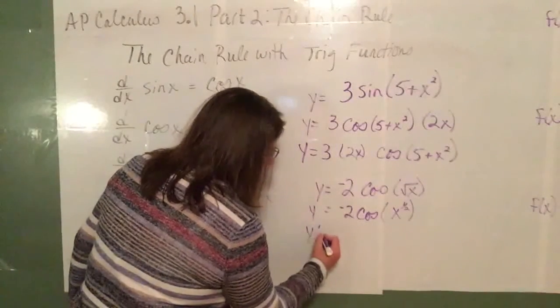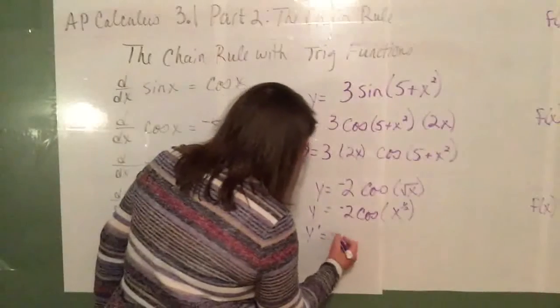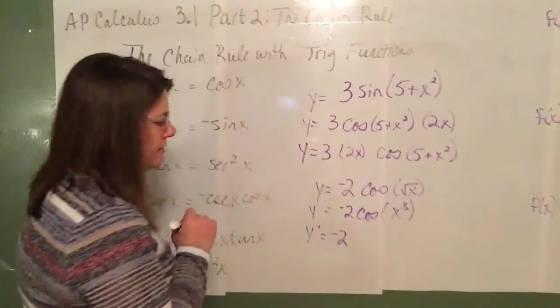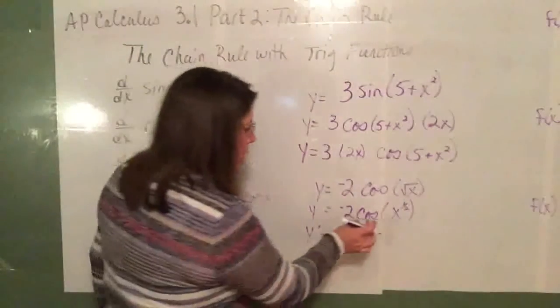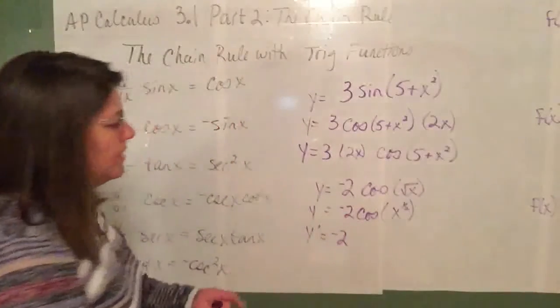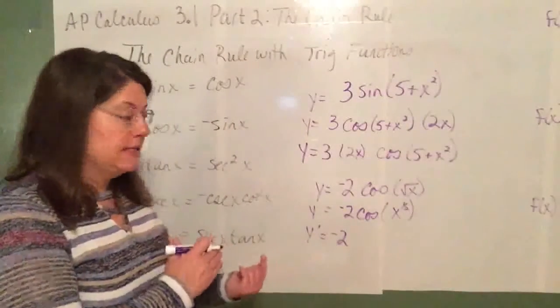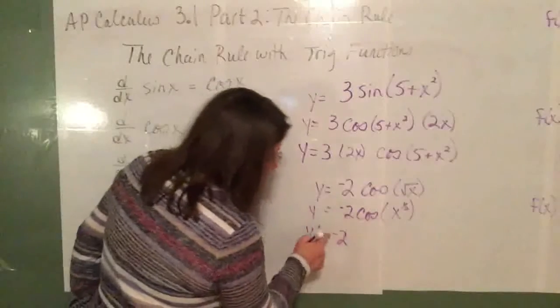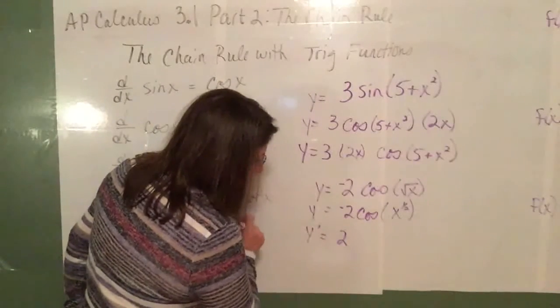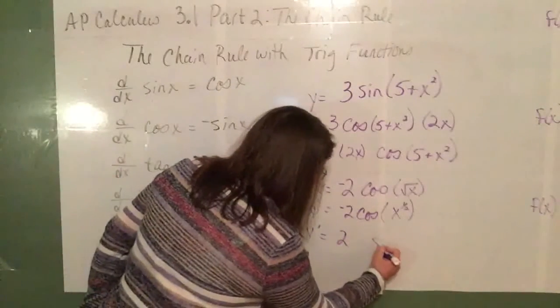So y prime equals, I'm going to bring down the negative 2. The constant in front stays there. The derivative of cosine is negative sine. So I need that to be a negative sine, which means I get rid of the negative there. So that's a negative sine.